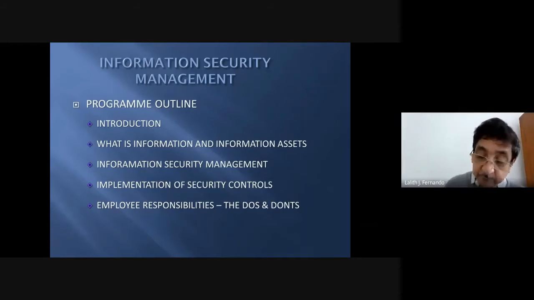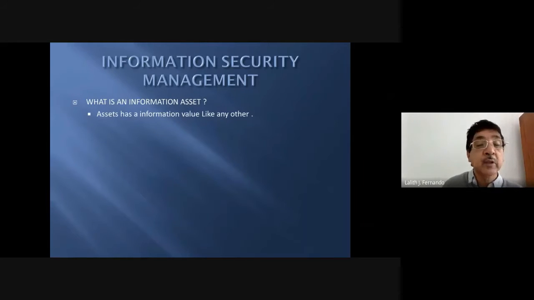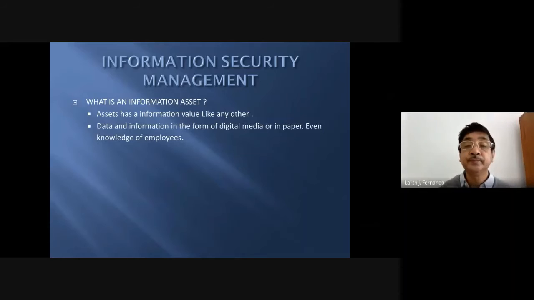So what is an information asset? Information asset has an information value. If data and information is in the form of digital media, or even on paper, or the knowledge of employees, those things are taken as information assets.